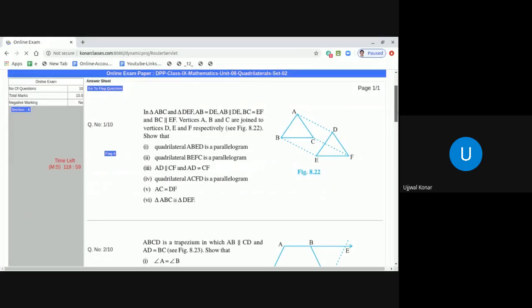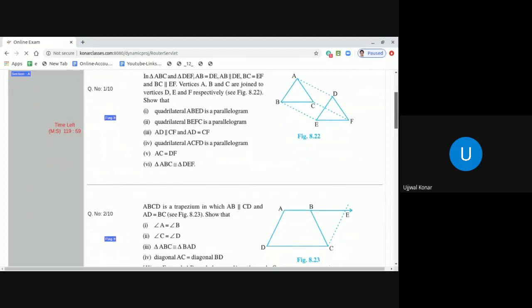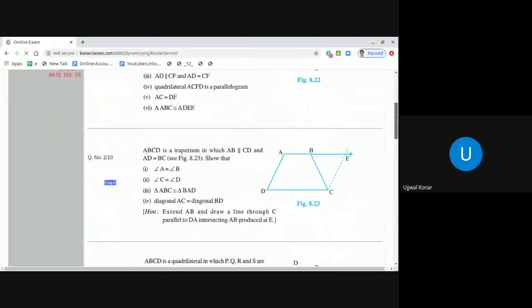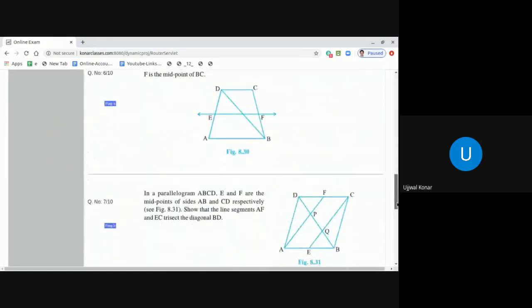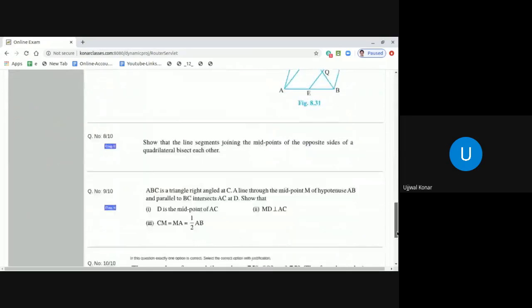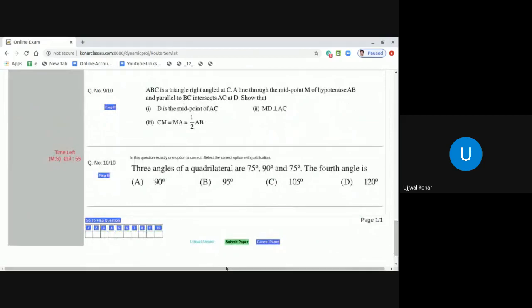These are all descriptive questions. Once these questions are answered, scan those pages, your answer paper, make it a PDF file, and then finally upload that answer.